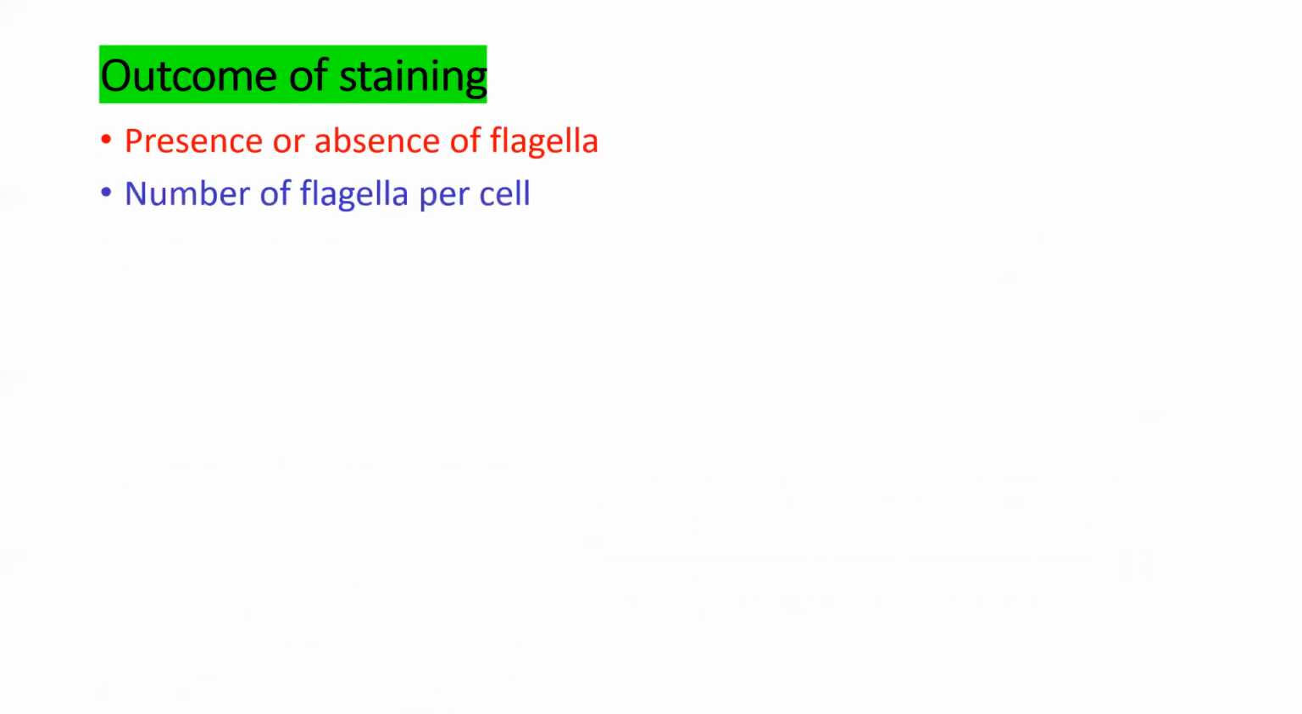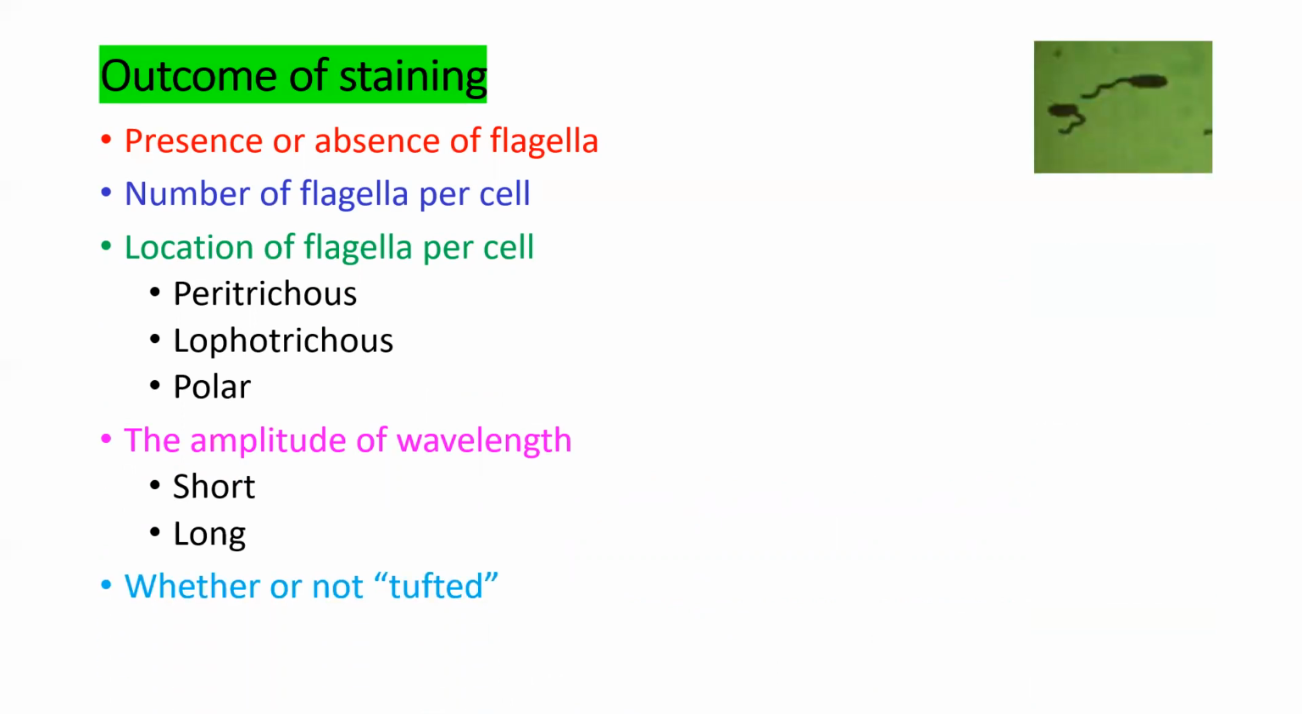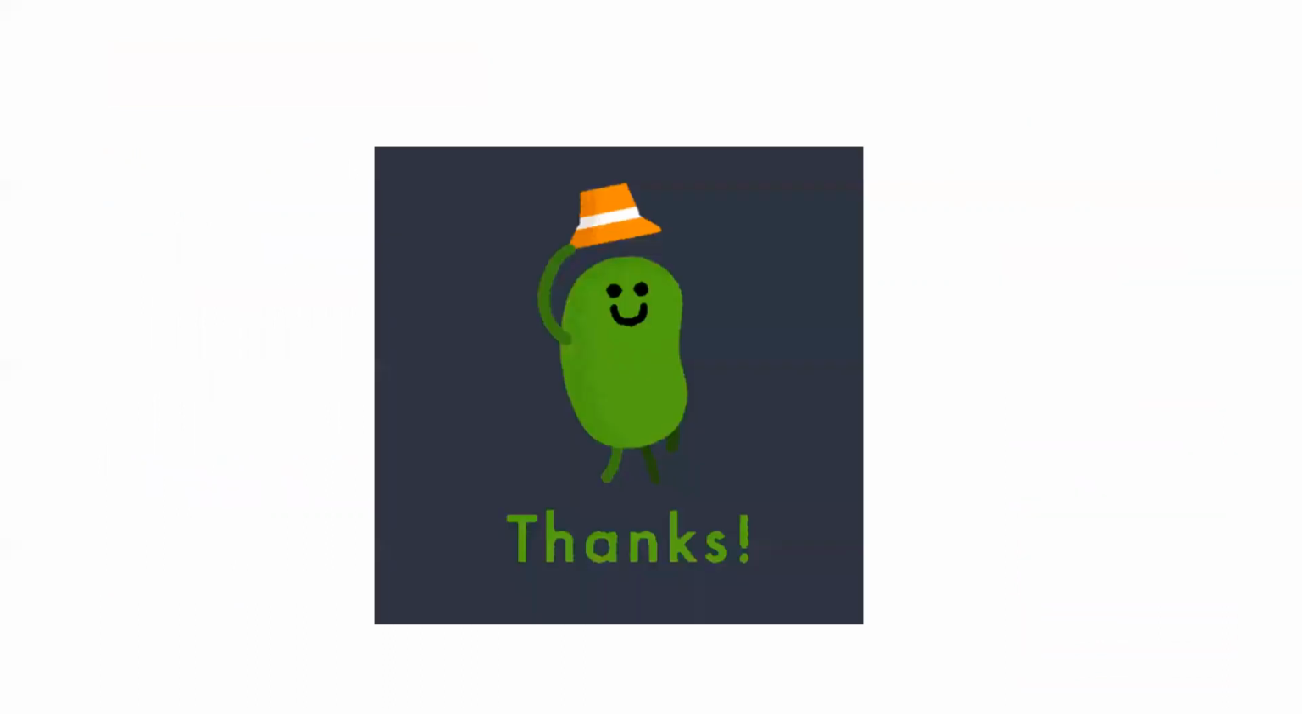Now, what we will see: we can identify the presence or absence of flagella, the number of flagella per cell, the location of flagella per cell, that is whether it is peritrichous, lophotrichous or polar, and the amplitude of wavelengths, that is short or long. Here we can see the arrangement of flagella in different bacteria.